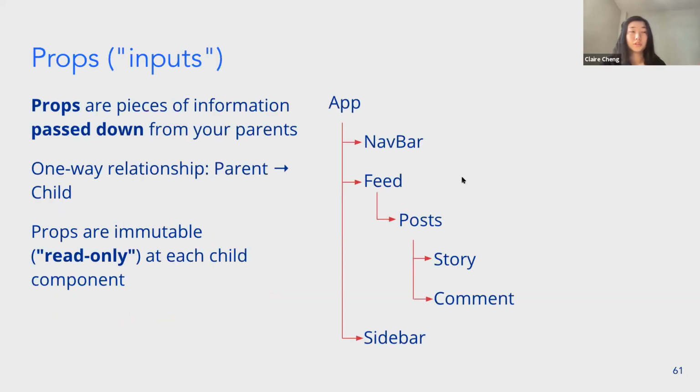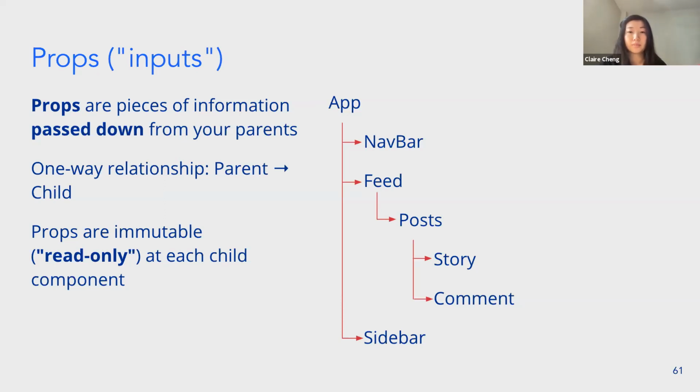So here is our component tree again from before. And App here can pass down props to Navbar, Feed, Sidebar, etc. But actually, this is a one-way relationship. Parents can pass information down to children, but children cannot pass information back up to the parents. So this is a very key concept of props. Please remember, you cannot pass information up from children to parent.